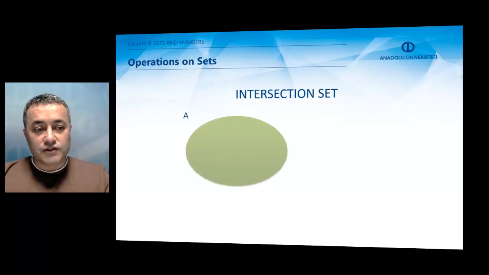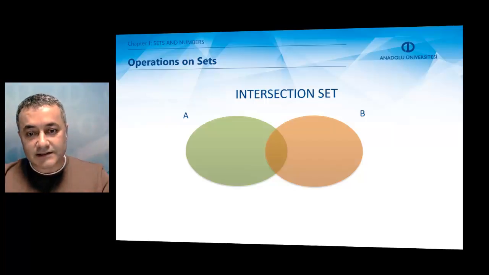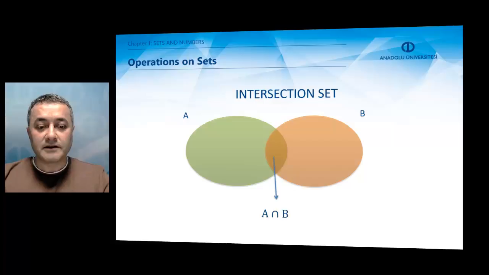Now we try to define some operations on the sets. Just like adding and subtracting numbers, we can define some certain operations on the sets. The first operation we are going to define is the intersection of sets. Let us be given 2 sets, A and B. The set of all elements that belong to both the sets A and B is denoted by A intersection B, and it is the elements that belong to both of the sets.